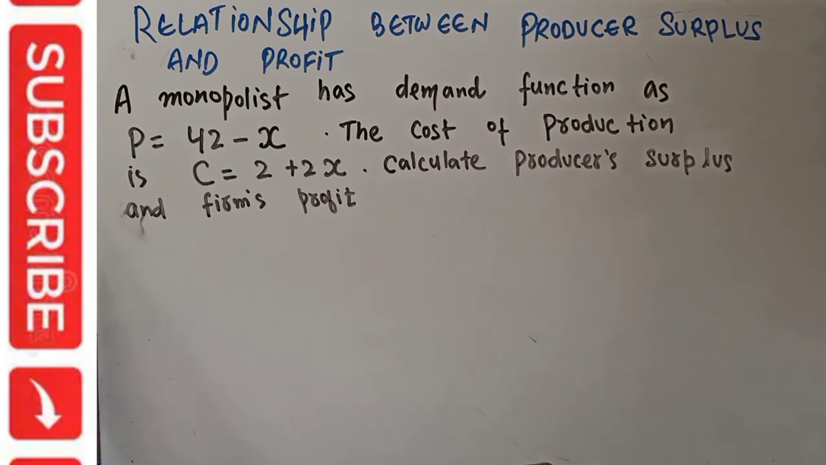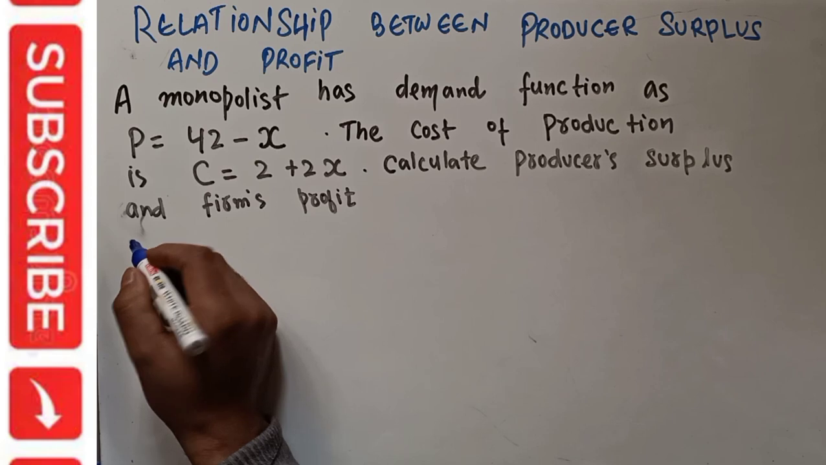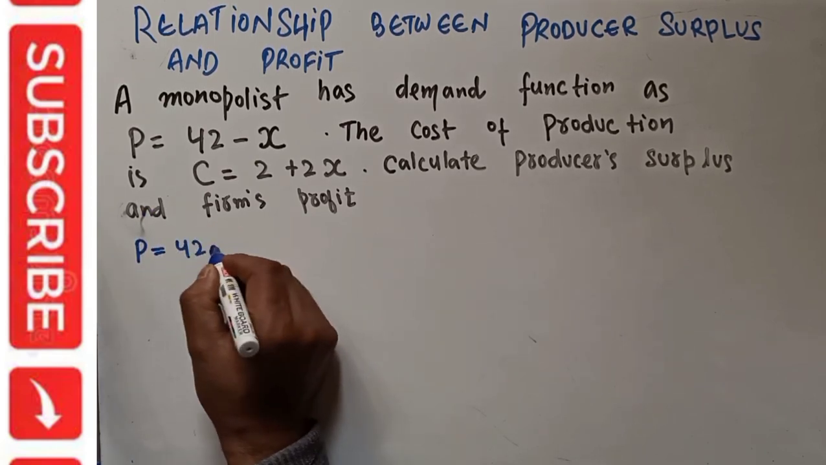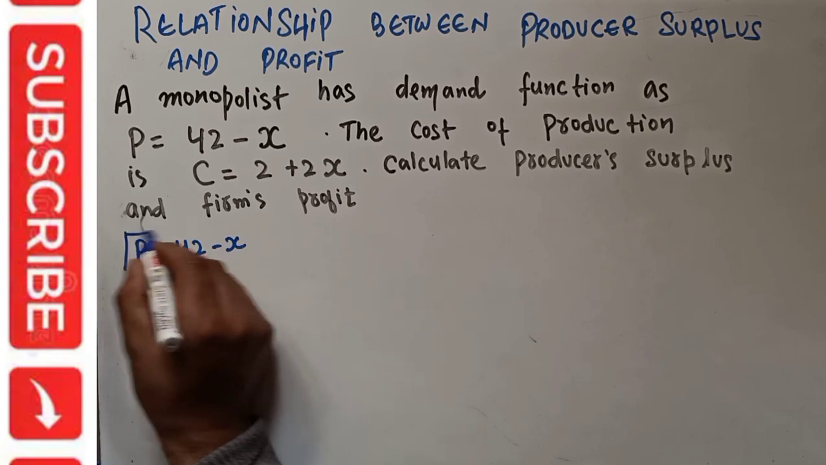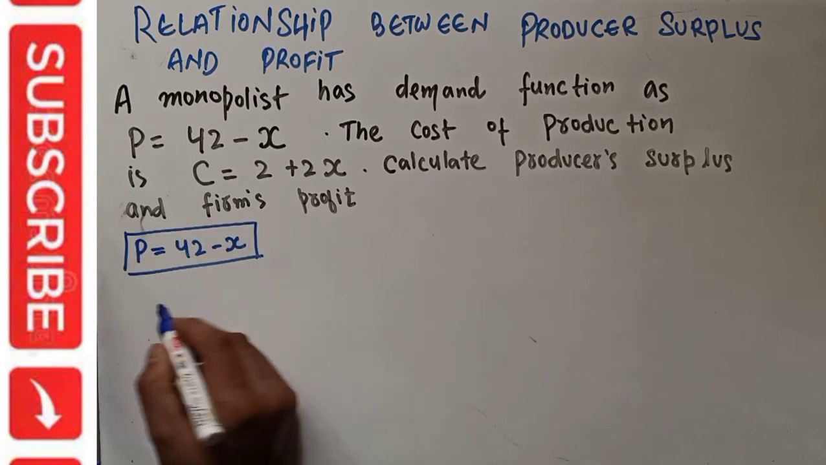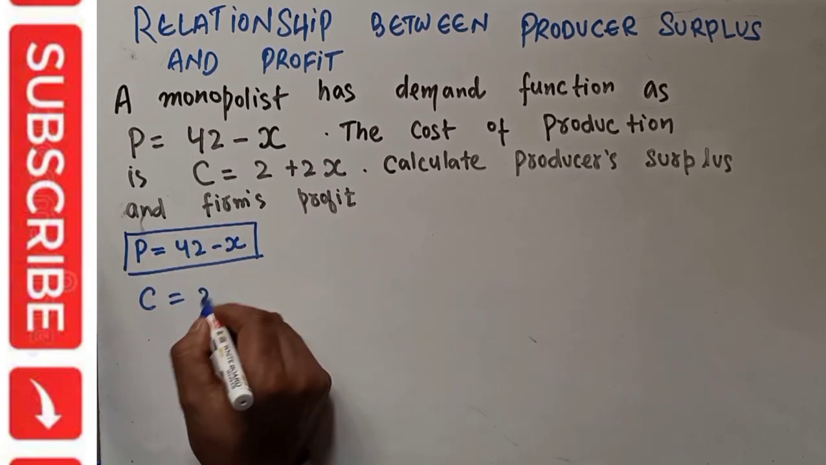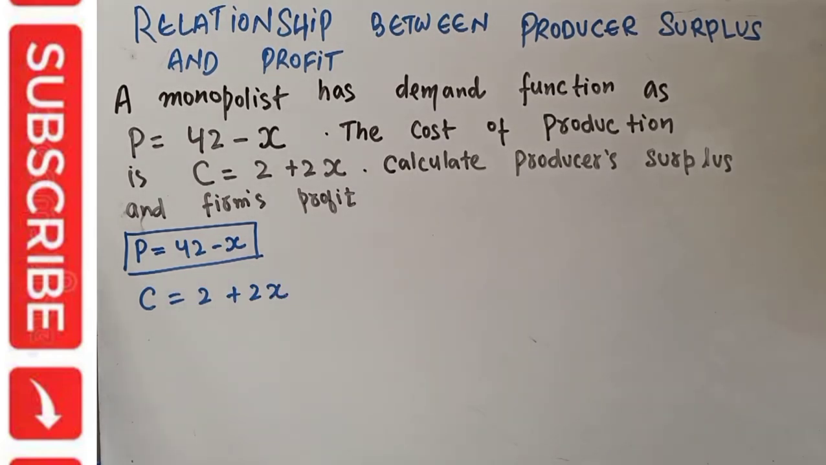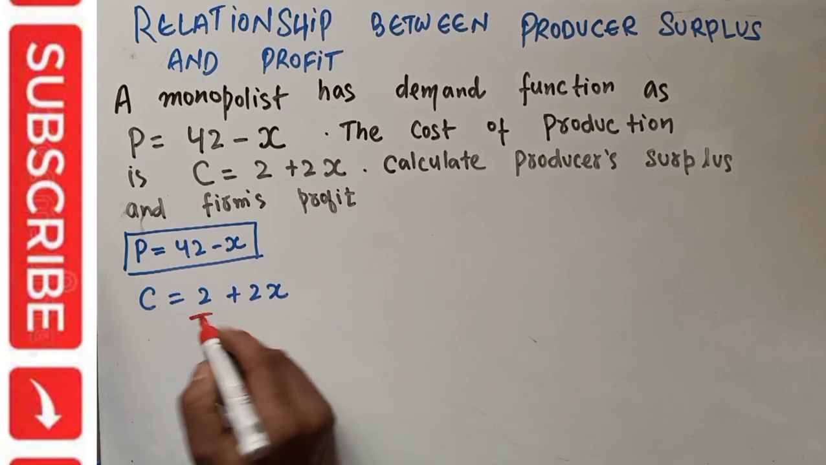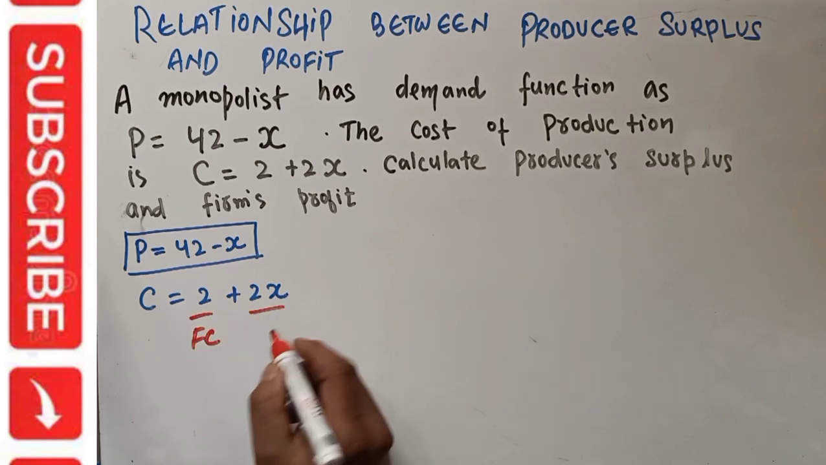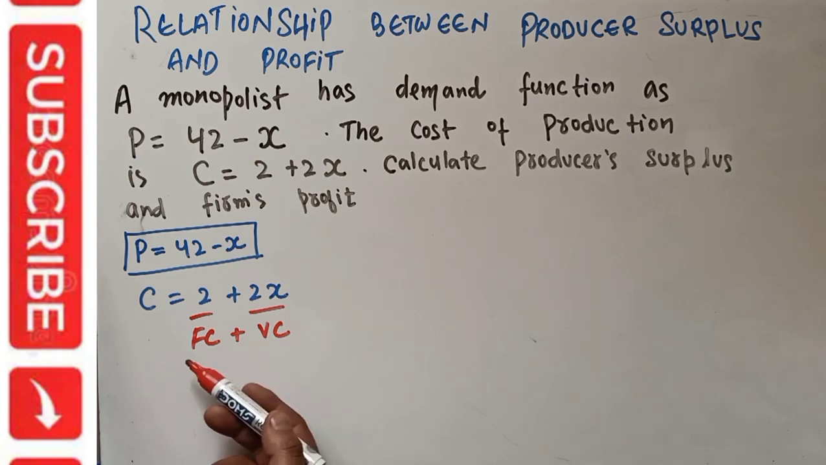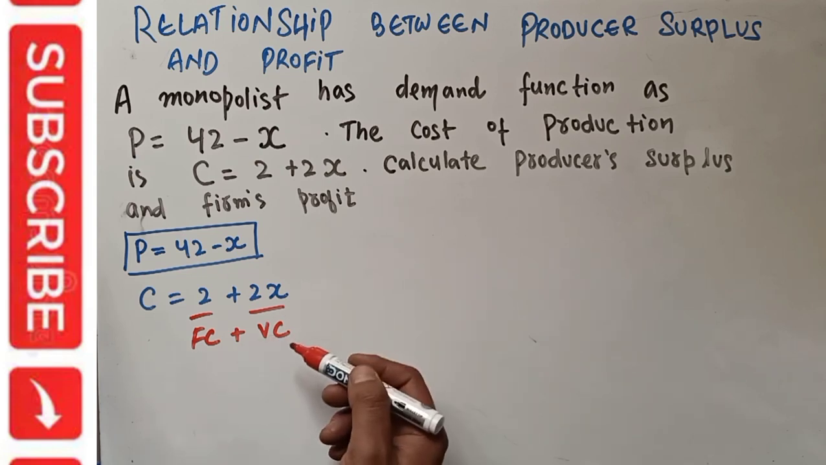Okay, so what we are being given here is P, that is the inverse demand function. This is 42 minus X. This is our inverse demand function. Also, we are being given the total cost function, which is 2 plus 2x. Here you can see, in this cost function, the 2 is the fixed cost, and the 2x is the variable cost. So total cost is the aggregate of fixed cost and variable cost.